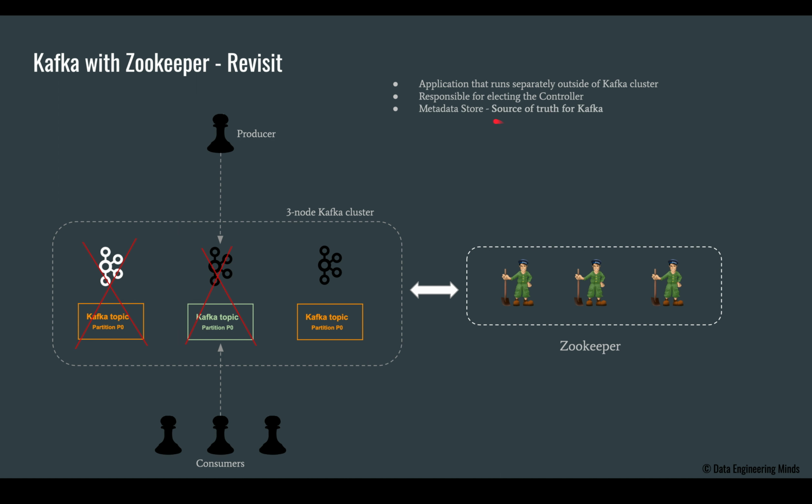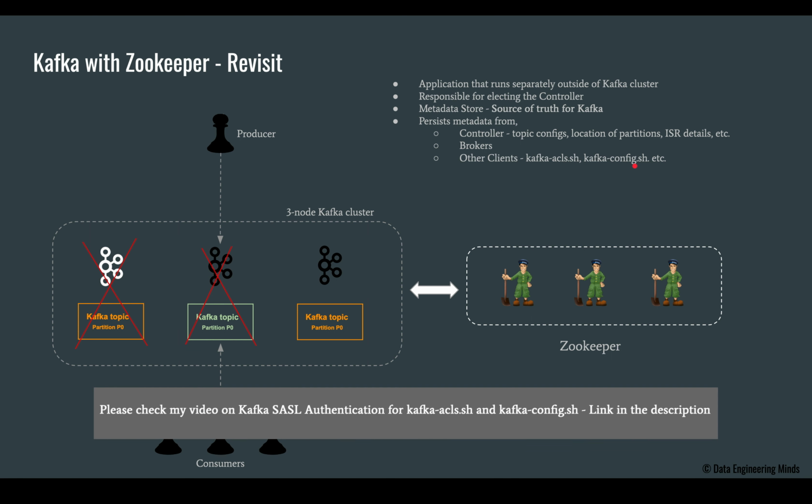In addition to that, Zookeeper also acts as the single source of truth for the Kafka cluster. That is, all the metadata information kept track of by the controller will be permanently stored inside Zookeeper. So Zookeeper stores metadata mostly from the controller, for example, topic configs, location of partitions, information about ISR, and so on. Similarly, brokers also store some metadata into Zookeeper from time to time. Also, other Kafka clients like producers, consumers, Kafka ACLs, and Kafka configs also store some information into Zookeeper from time to time. I have explained all these Kafka clients in my previous videos.